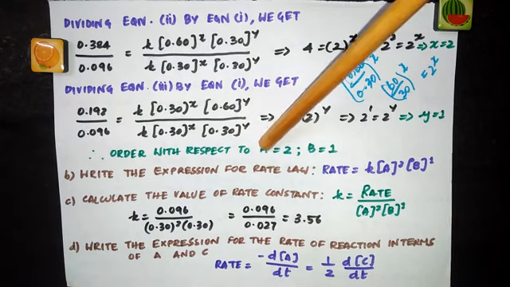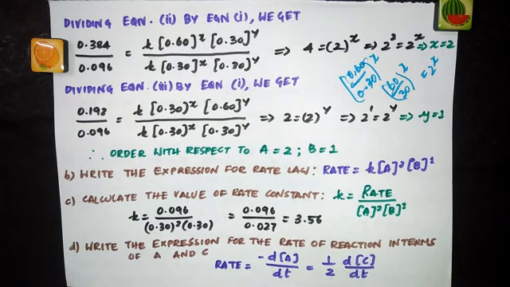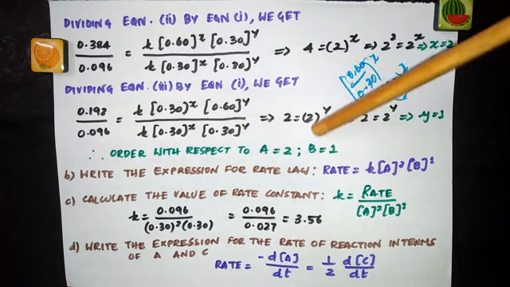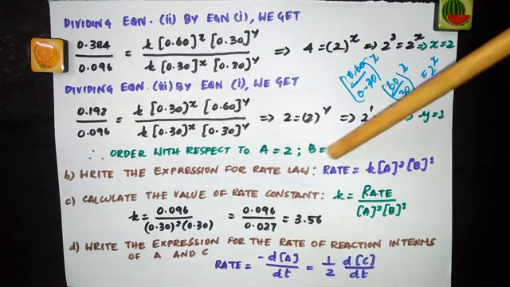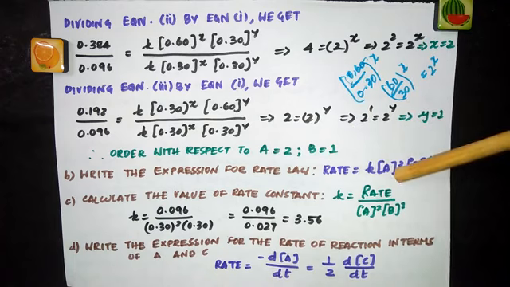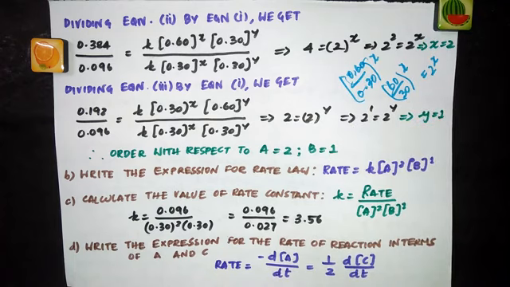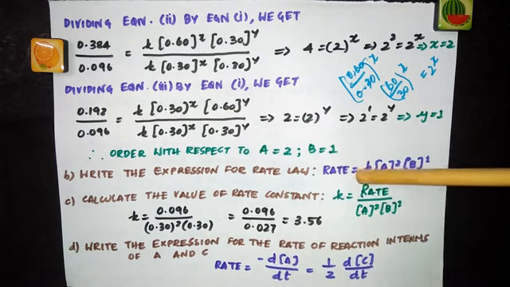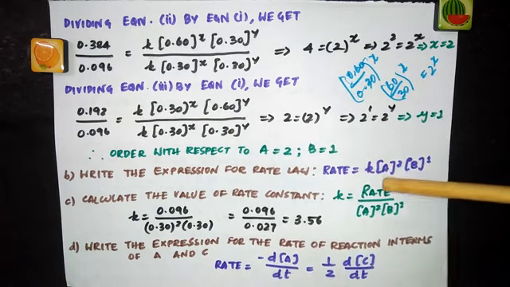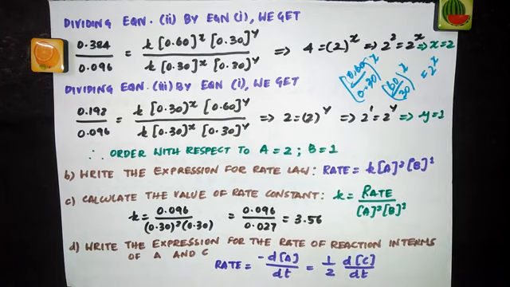Just now we found out order of the reaction with respect to A is 2 and with respect to B is 1. So how can you write the rate law? Rate is equal to K concentration of A power 2 concentration of B power 1. So this is the expression for rate law. And the third question, calculate the value of rate constant, which means they are asking you to calculate the K value. So from this you can derive this expression. K is equal to rate divided by concentration of A power 2 concentration of B power 1.